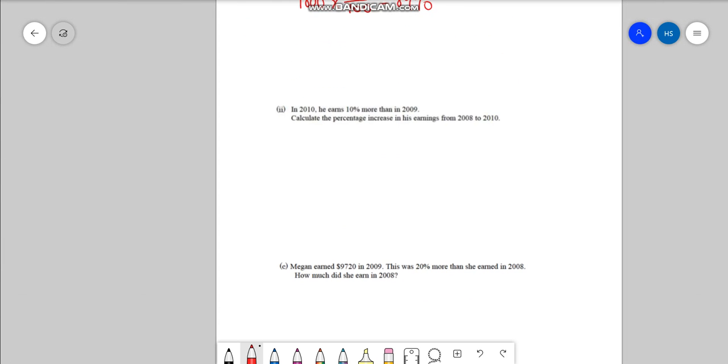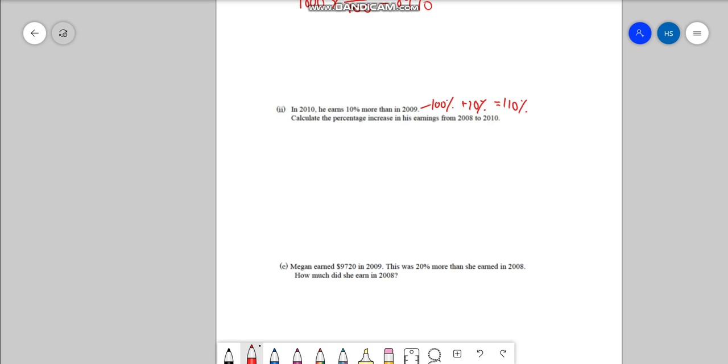In 2010, he earns 10% more than 2009. Calculate the percentage increase in his earnings from 2008 to 2010. Okay, so how do we find the value for 2010? Same thing like the previous example, 10% more than 2009. Okay, means the value in 2009 is 100%. 10% more means 100% plus 10%, we get 110%.